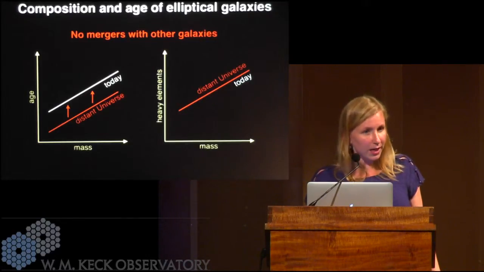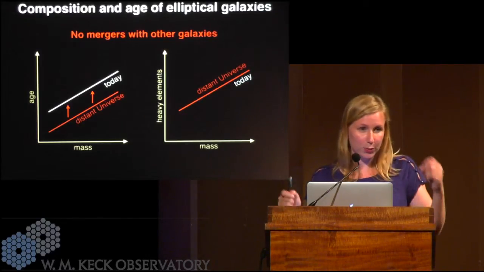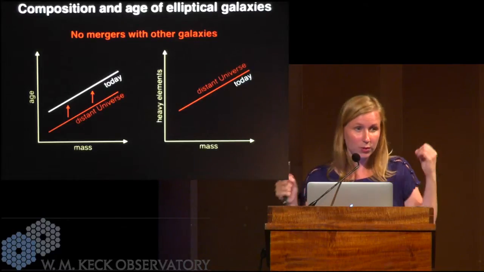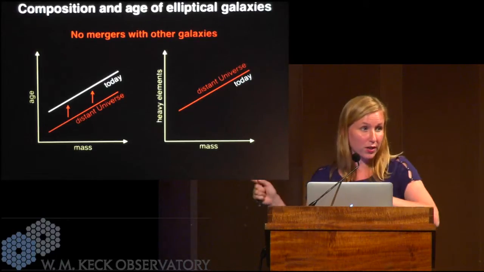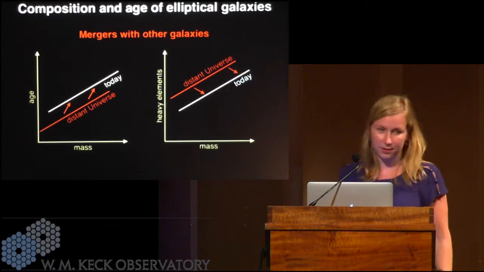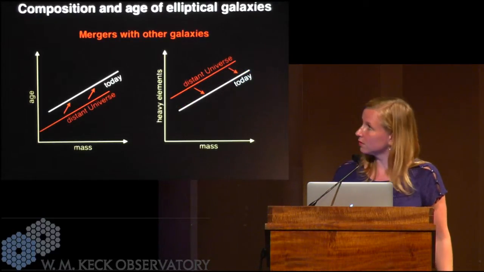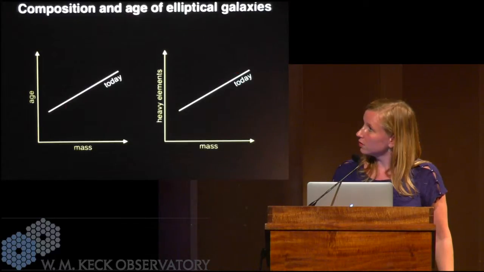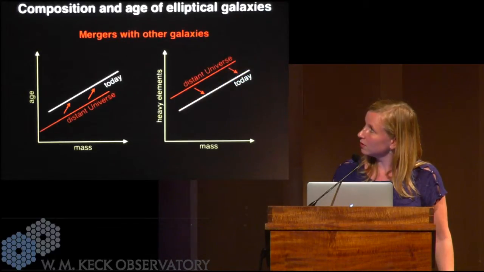However, if we actually live in a universe in which these elliptical galaxies do merge, these relations, these trends would actually look very different in a distant universe. They would look like this. Okay, let's flip that back. There.